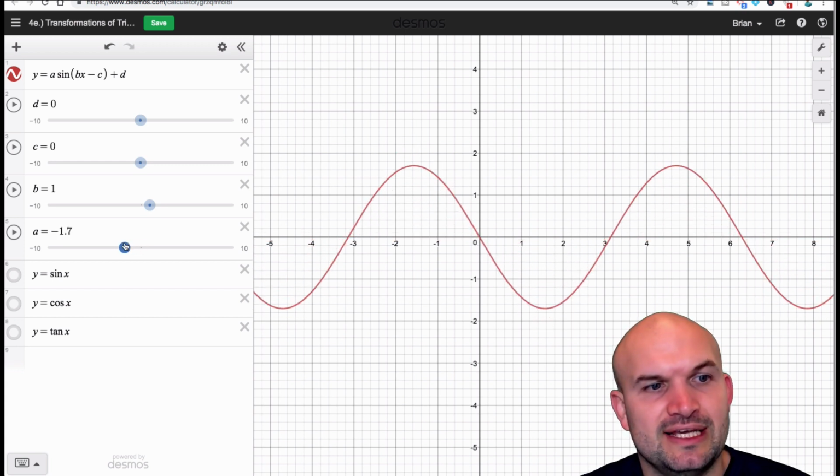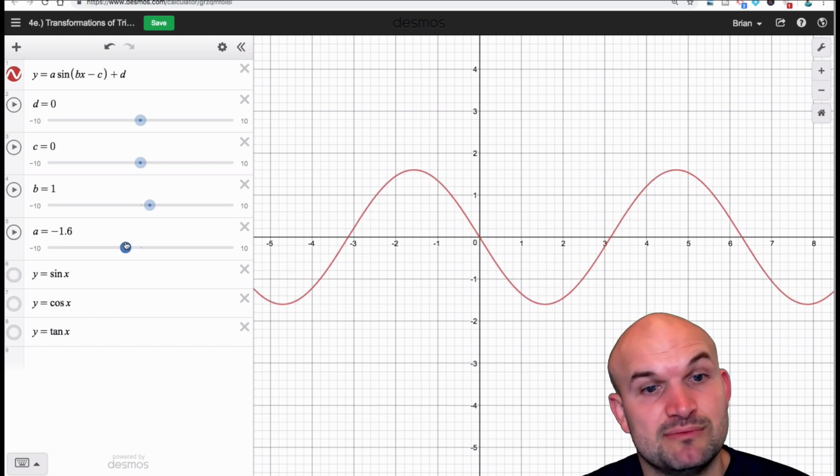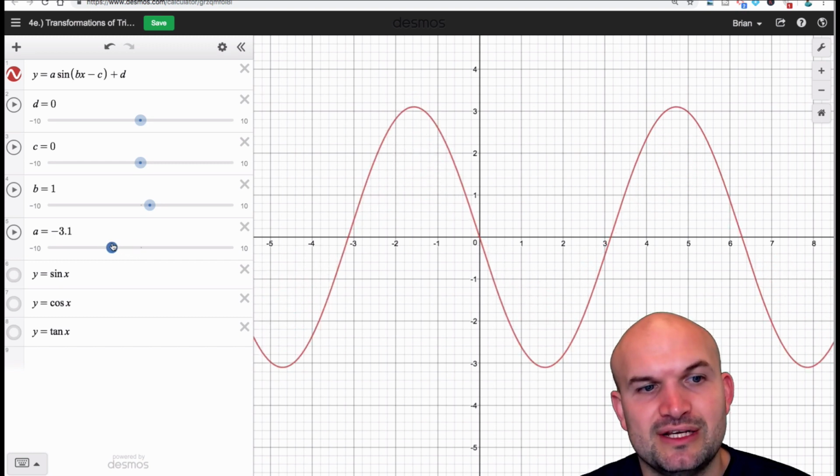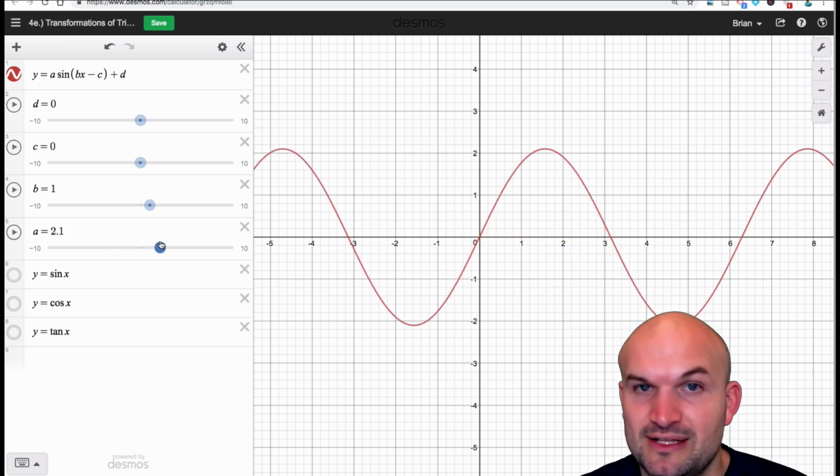And while it's negative between there, it's still a vertical compression. Then when it gets above 1, it's a vertical stretch. You can see this motion as it gets closer and closer to 0. That's where that reflection about the x-axis comes from.